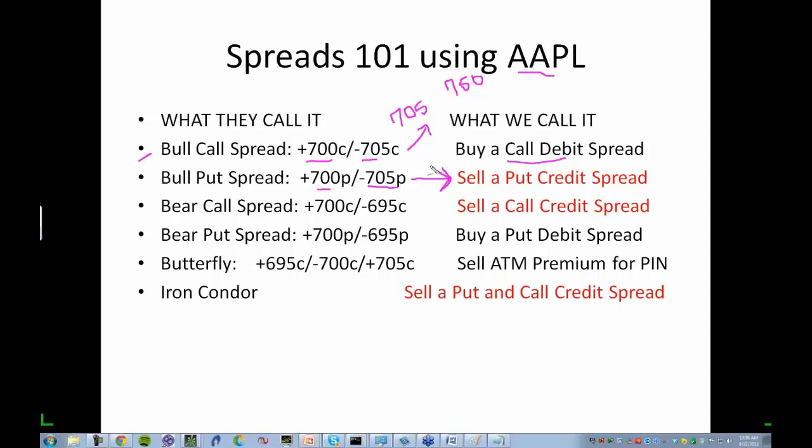Okay, we'll do. And so bull put spread, you will never hear me say, guys, I'm going to do a bull put spread on here, because by the time everybody figured out what that was, the trade would be over. Okay, so selling a put credit spread, to me that makes sense.